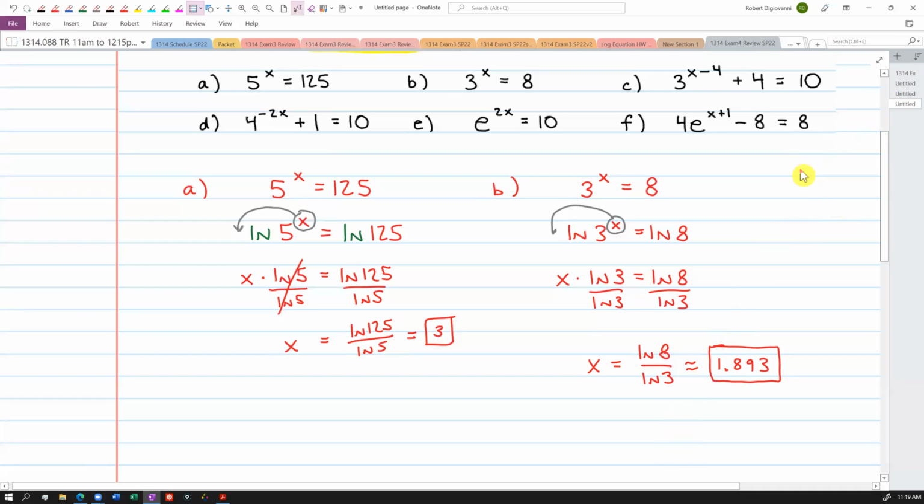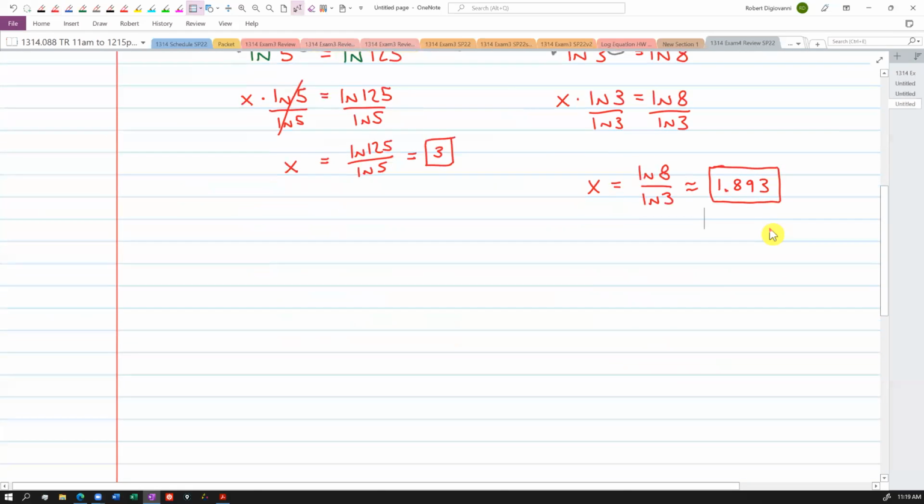All right, C. 3 to the x minus 4 plus 4 equals 10. Okay, now we're getting into more complicated problems. Look, I'm probably not going to give you these first ones. This was just to get you in the review, just to kind of remind you how we go about logs, how we solve exponential equations. This is more like it, okay? Because there's multiple ideas that you have to put together here.